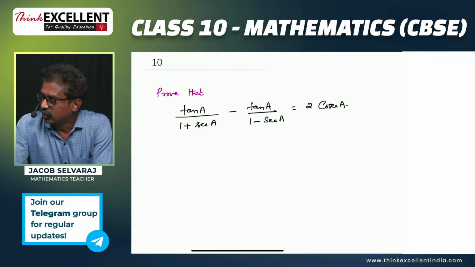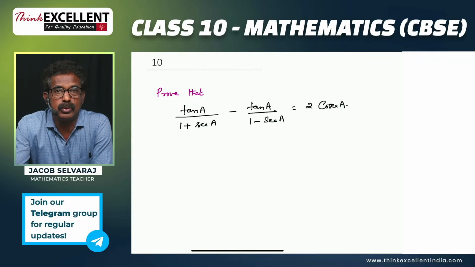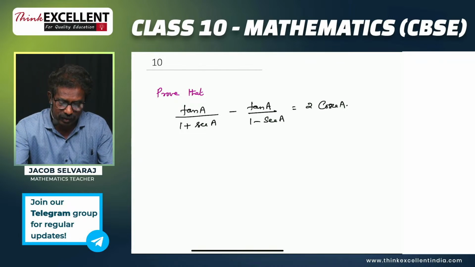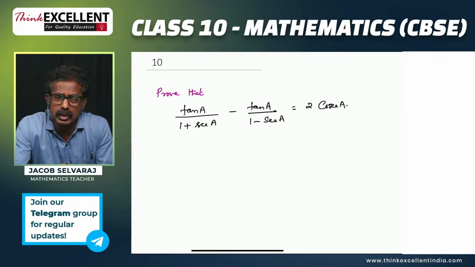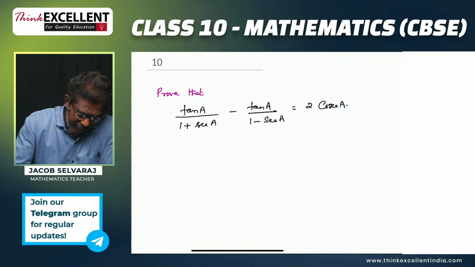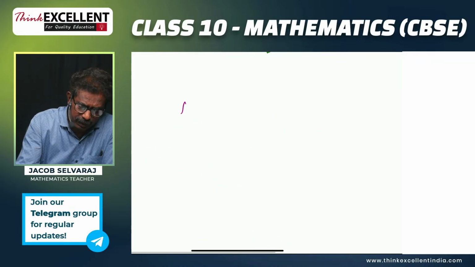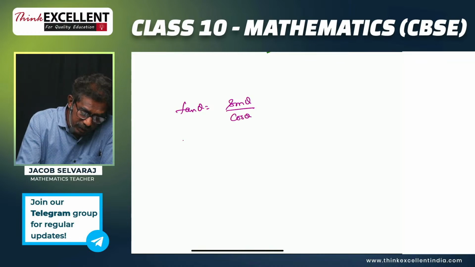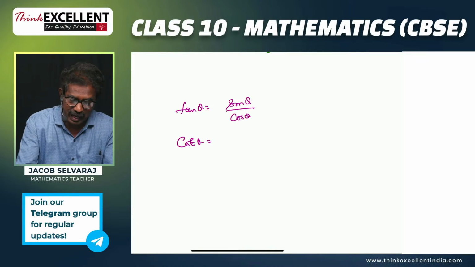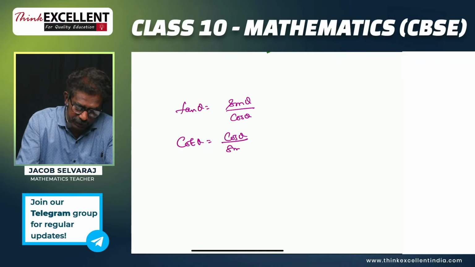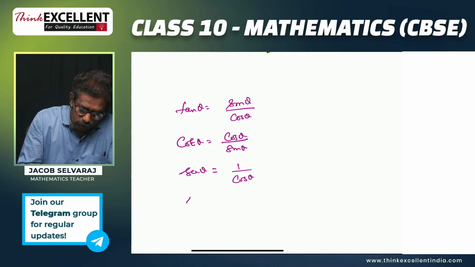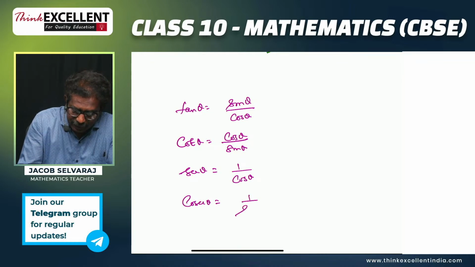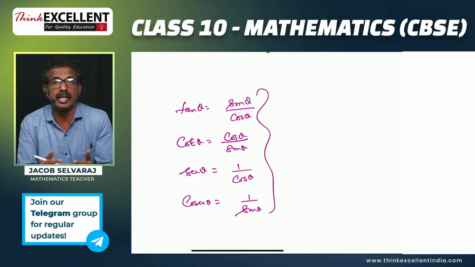Okay, look at this. As I said earlier, there are different ways to do. Don't think there's a unique way. You can do it in any different way. If you're not able to do it in any method, convert everything into sine and cos. Tan theta can be written as sine theta by cos theta, right? Cot theta can be written as reciprocal of tan, so cos theta by sine theta. Then secant theta is 1 by cos theta. Cosecant theta is 1 by sine theta. So you can change everything in terms of sine and cos. Then you can try.